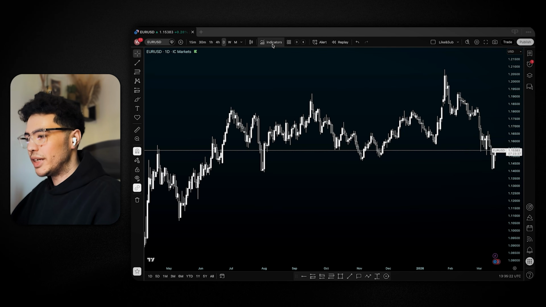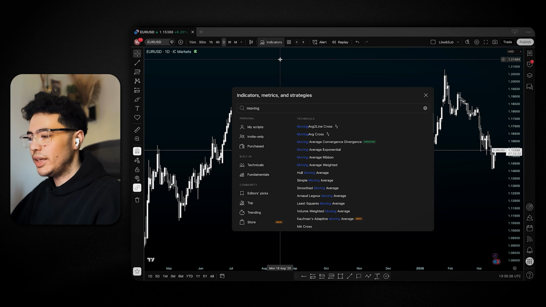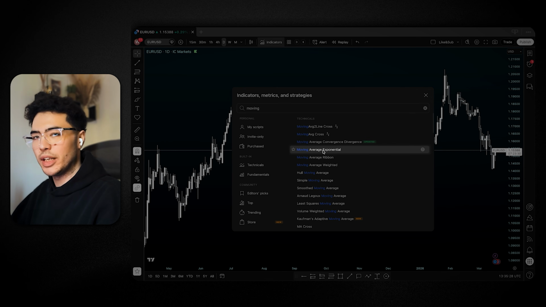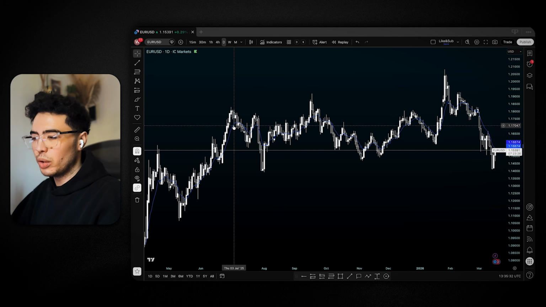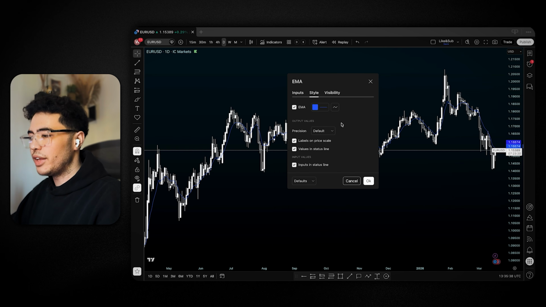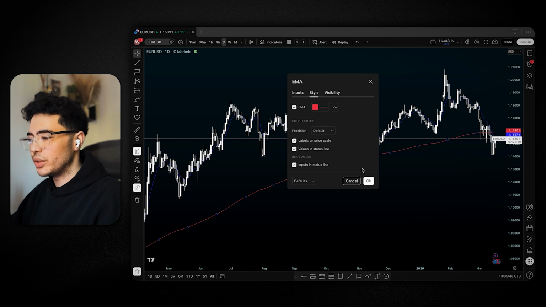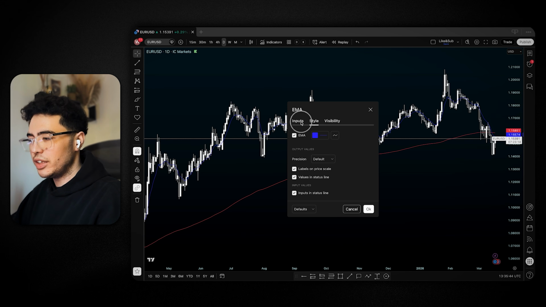First of all, we need to go to indicators and add some moving averages. We just need 2 EMAs, so moving average exponential. Just click this twice and there you go, you've got 2. So what we need then is to change the settings. From this first one, we need to set this at 200. Then we're just going to make this red so it stands out and you can see it clearly. The next one will be a 50 moving average.